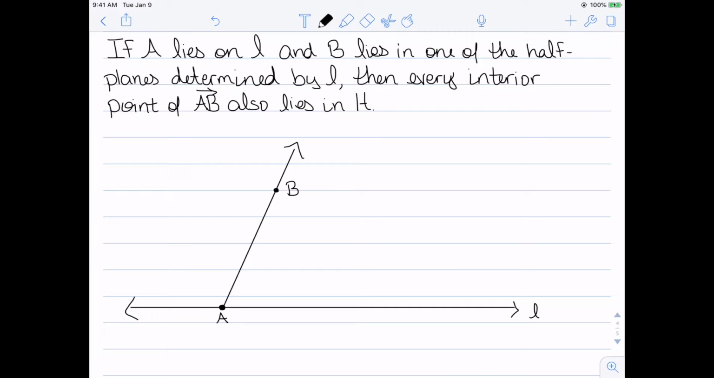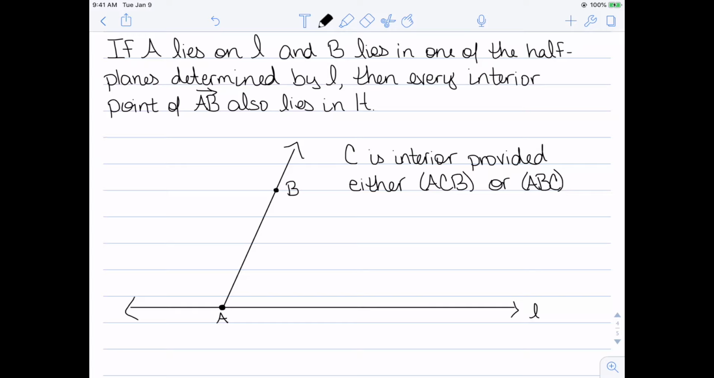I'm going to look at interior points, and there are 2 possible interior points for this line. C is going to be an interior point provided either ACB or ABC. If I have that it's ACB, then C is actually on the line segment between A and B, and my first theorem actually gave me that that was definitely in the same half plane H. If we have the case ABC, then C is further out than B, and that's what my corollary gave me, that that point was also in the same half plane. So we have that this one has to be true.